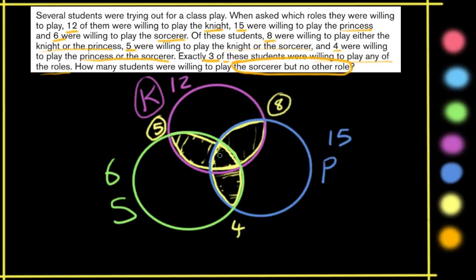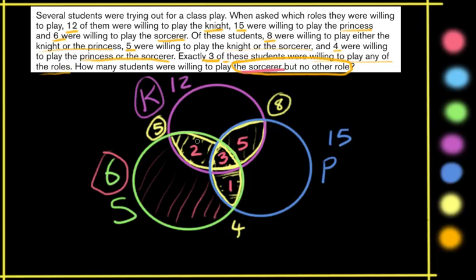Okay, so what did we have? We had 3 in the middle. And since there's 8 here, there's 5, there's 2, and there's 1. And the question is, they want to know how many are out here. They want to know how many are willing to play the sorcerer, but no other role. There were 6 total that were willing to play the sorcerer, and we've already got 6 here because we've got 2 and 3 and 1. So that means there's nobody left. This is going to be a 0. So 0 is our final answer, and I will put a square around it instead of a circle.